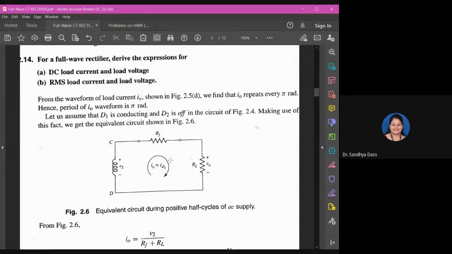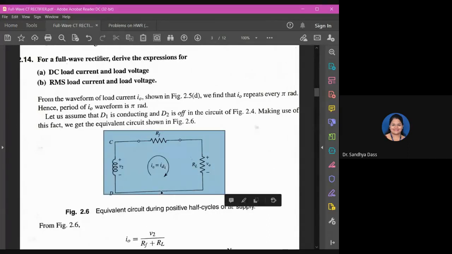So proceeding in the same way, we will take the equivalent circuit. Consider first only diode 1, when diode 1 is conducting and diode D2 is off. So the equivalent circuit will be like this, where you are replacing diode D1 with its internal resistance RF. Obviously we are talking about the practical diode here, assuming the internal resistance of the diode to be RF.